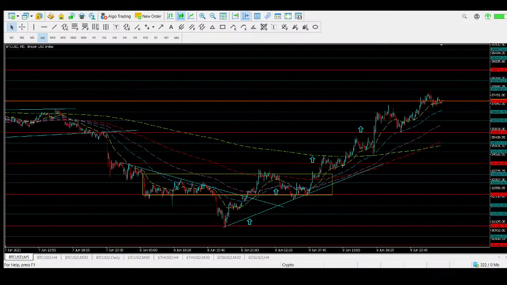What I have on the screen at the moment is the Bitcoin US dollar 5-minute chart, and I'm going to go through the critical levels. As I mentioned, the critical levels are the ones highlighted in red in a solid line, and the minor ones are the dotted ones, in blue. They are in between the top resistance and the support line at the bottom.